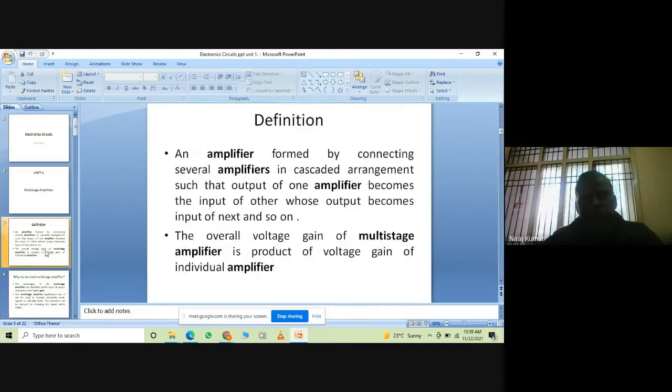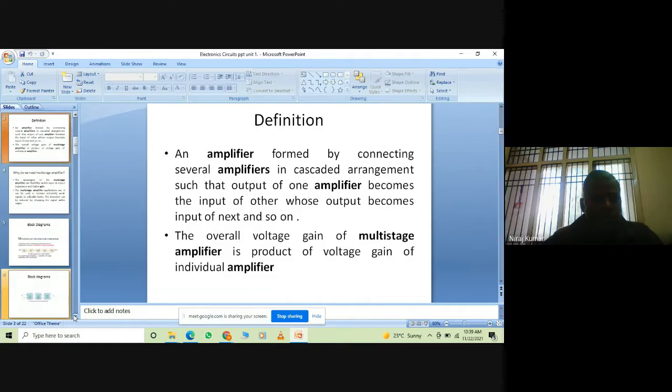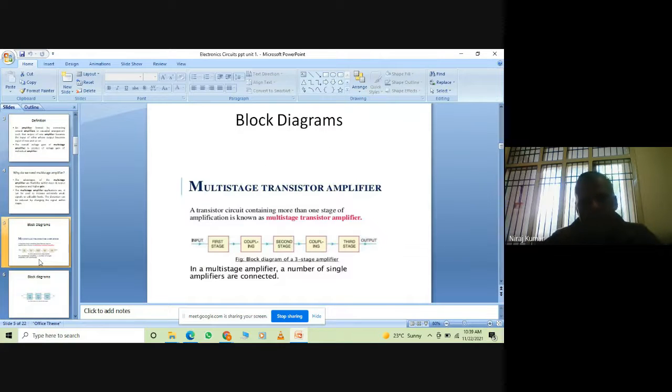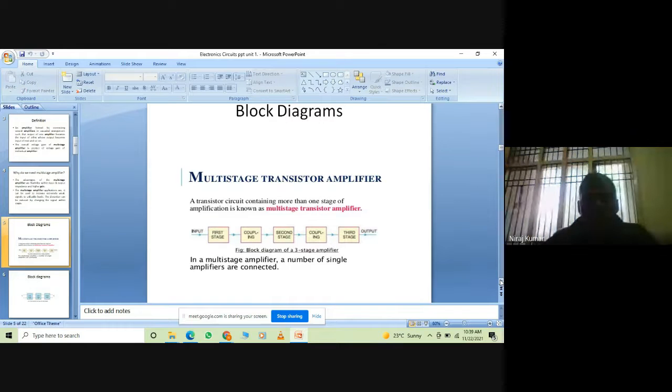We can describe this multi-stage amplifier in this form. A multi-stage transistor amplifier is a transistor circuit containing more than one stage of amplification, known as a multi-stage transistor amplifier. So we can see in this block diagram a three-stage amplifier. Here first stage, second stage and third stage. Here we can see the three stages.